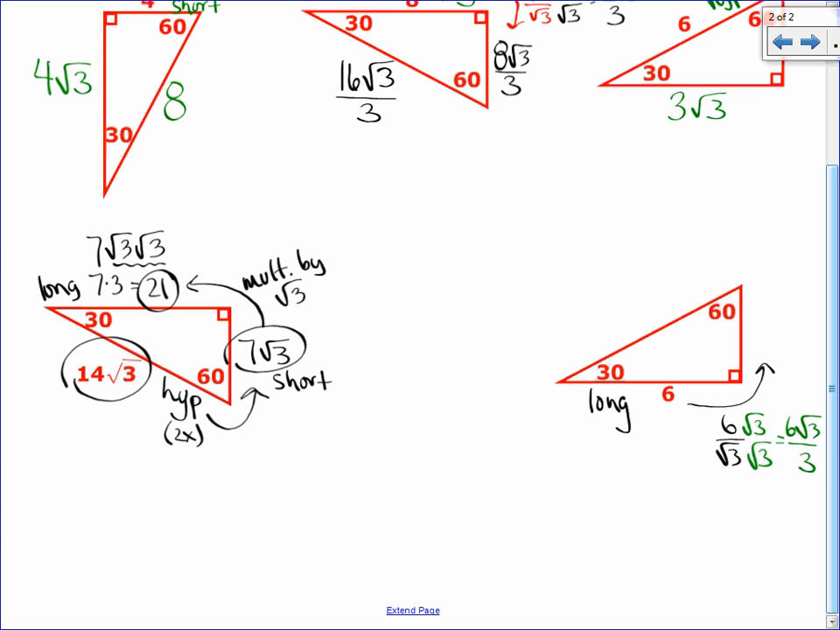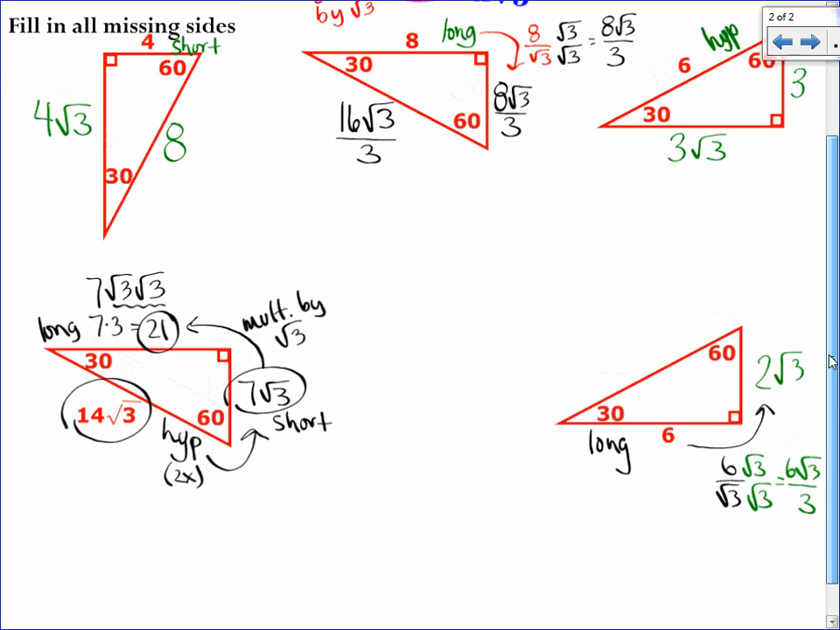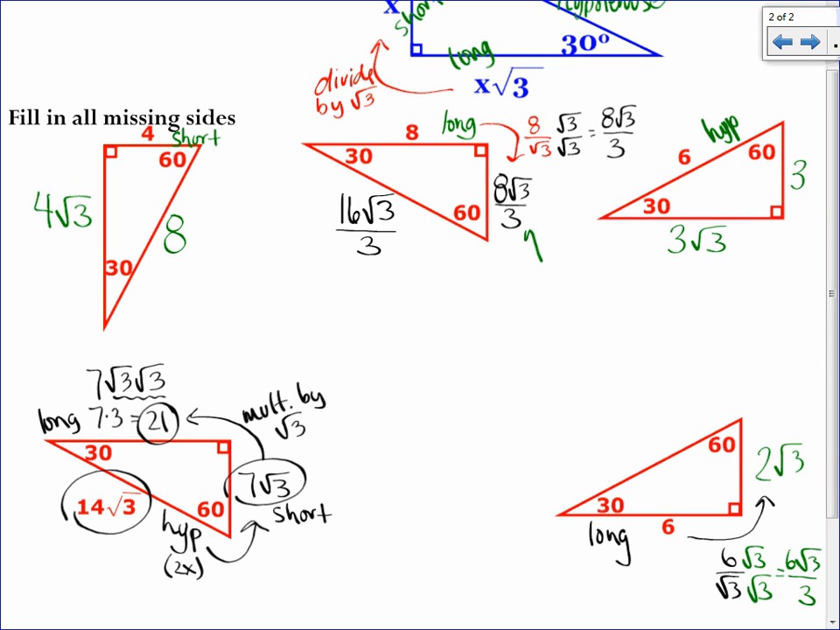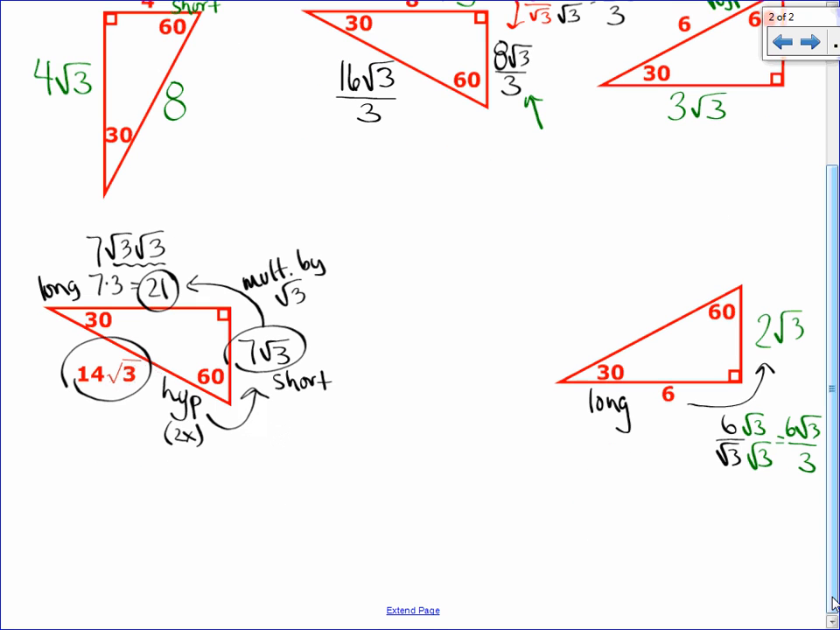Okay. This one, we don't want to write 6 root 3 over 3 because we can actually make this look a little bit nicer. Right here, we have a 6 and a 3, right? Out front. So we could simplify that fraction. What's 6 over 3? 2. So this is really 2 root 3. Why couldn't we do that up here? 8 and 3 we can't simplify. That doesn't become any nicer or cleaner. Okay, well, how do we go from the short to the hypotenuse? What do we multiply by? 2. So if we double this, we got 4 root 3.